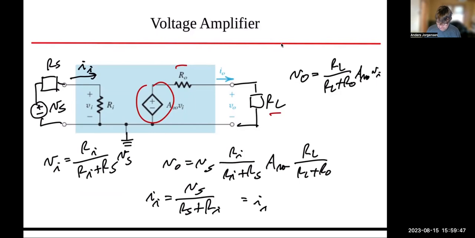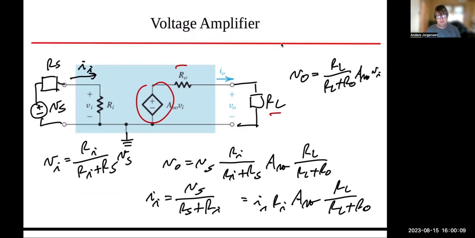Let's see, how do I do that? How do I want to substitute that in? Vs is equal to Ii times Rs plus Ri. Does that then become Ii times Ri times Avo times RL over RL plus RO, like that, right? And you can keep working this.